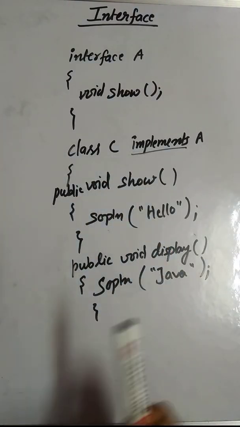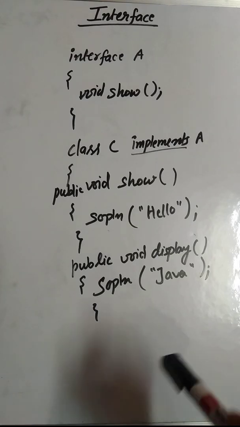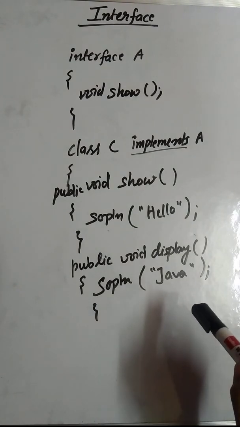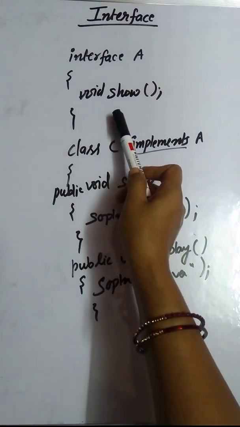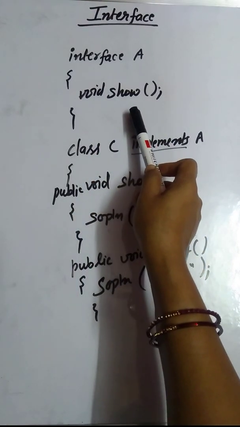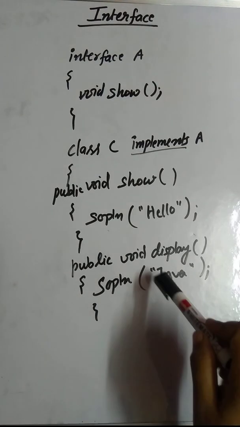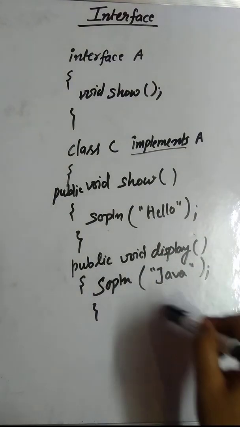Now if we want to create an object, obviously we create the object of the C class, because an interface cannot create an object. Interface is not used to create any type of object. But here is a situation: we want to display the method of the interface only, meaning we print the show method only. We have to restrict the display method, so we do not execute it.